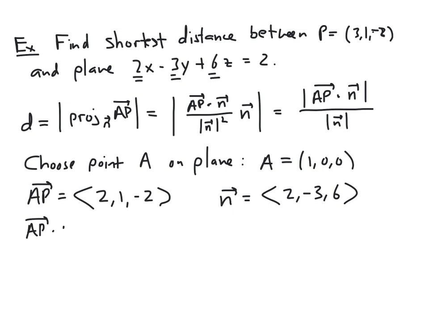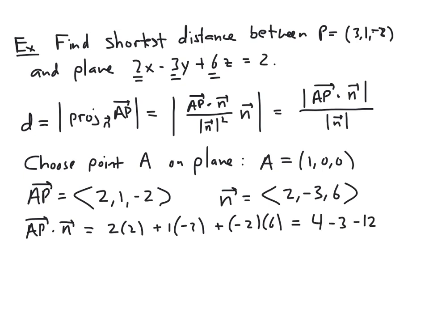So AP dot n will be 2 times 2 plus 1 times negative 3 plus negative 2 times 6. So it looks like we get 4 minus 3 minus 12, which is negative 11. And the other thing we need to know is the magnitude of n, which is the square root of 4 plus 9 plus 36, which is the square root of 49, which is 7. Right, so now we have literally everything we need.